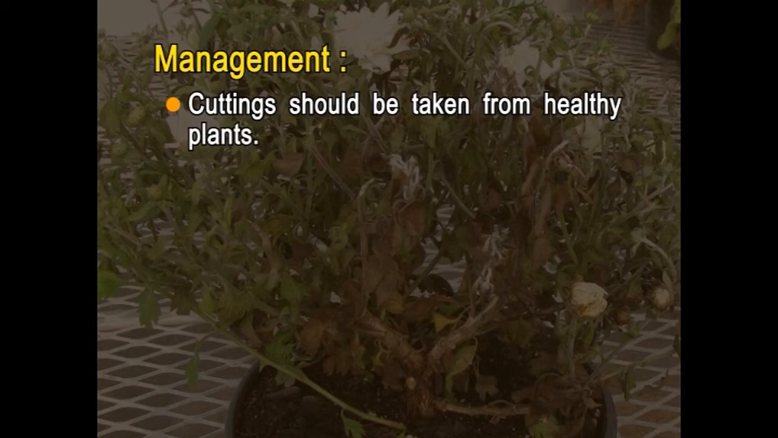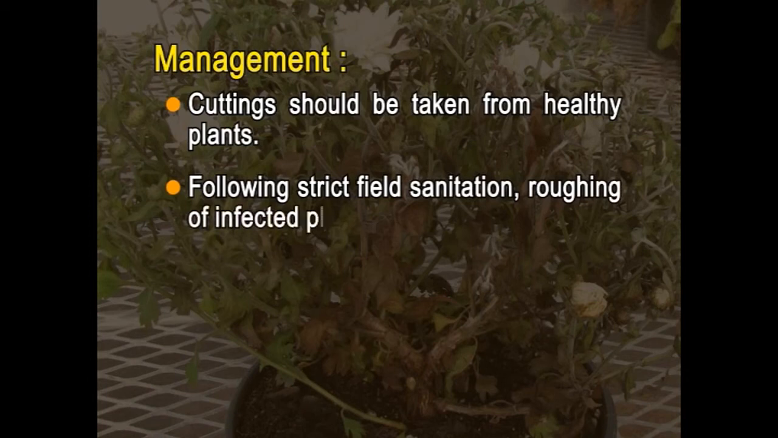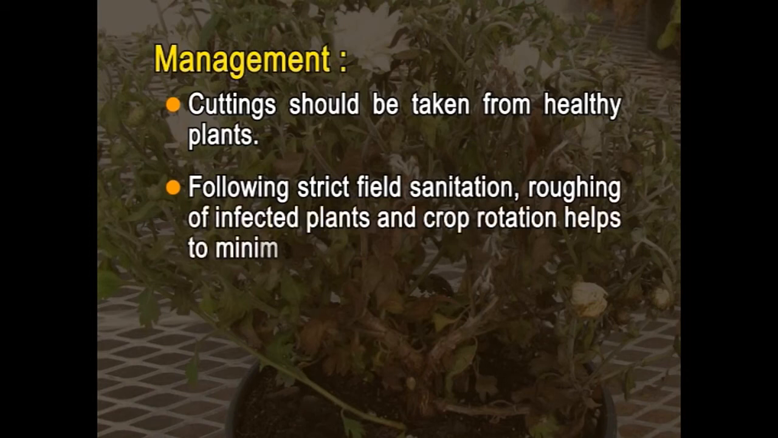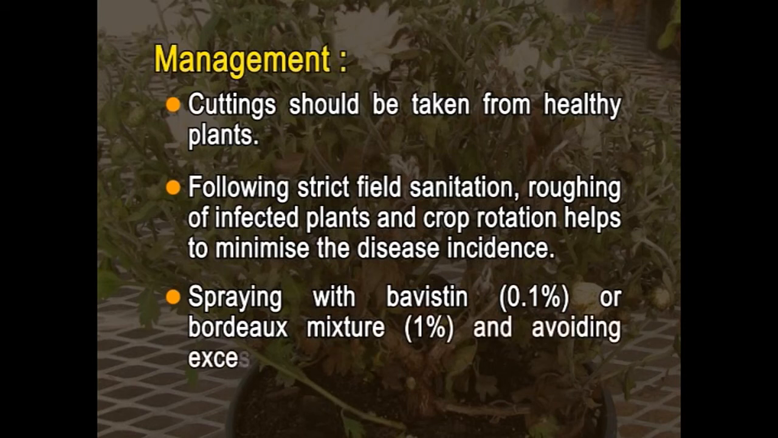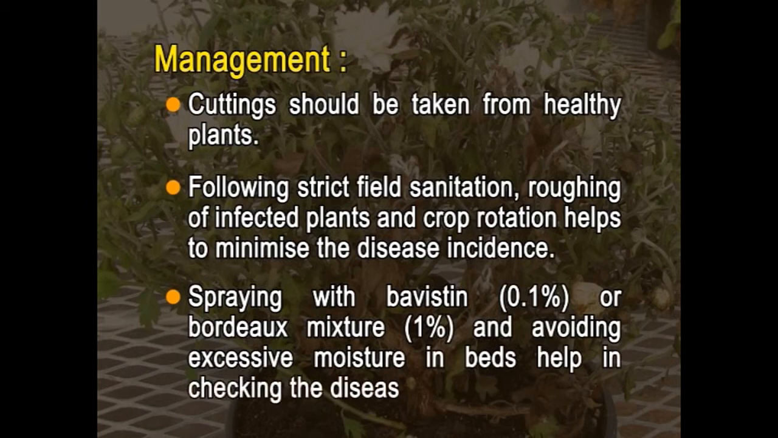Now let's see how to manage the disease. Cuttings should be taken from healthy plants. Following strict field sanitation, roguing of infected plants, and crop rotation helps to minimize the disease incidence. Spraying with Bavistin 0.1% or Bordeaux mixture 1% and avoiding excessive moisture in beds helps in checking the disease. So this is all about the fungal diseases of chrysanthemum.